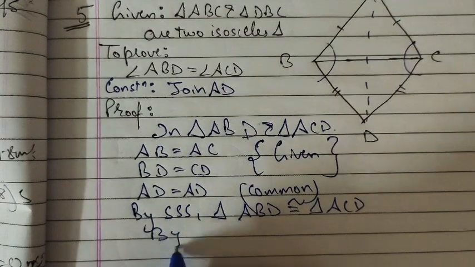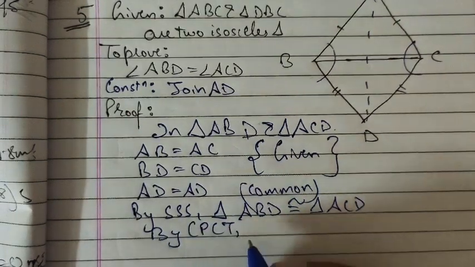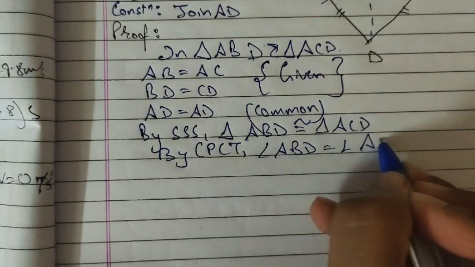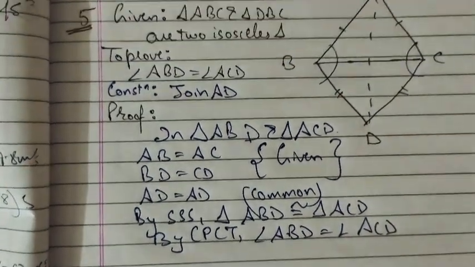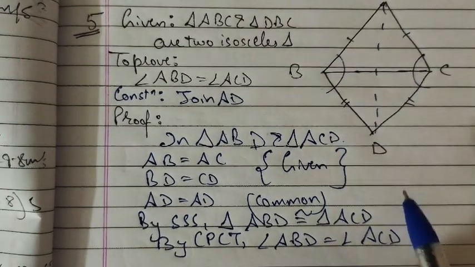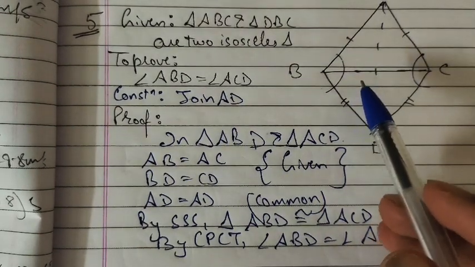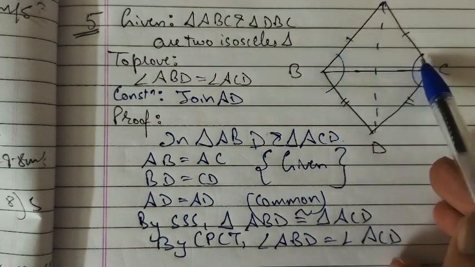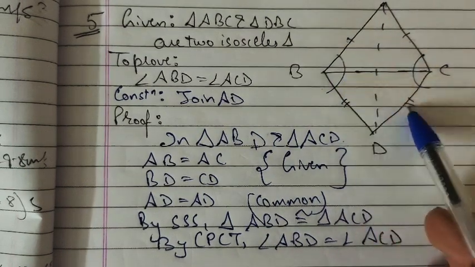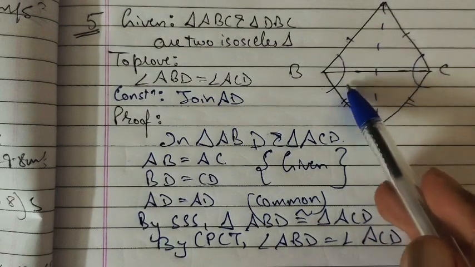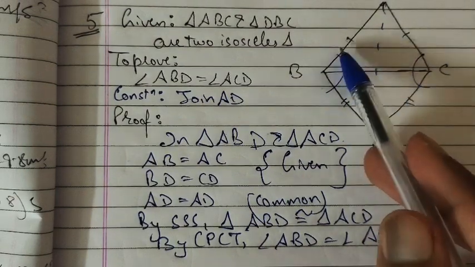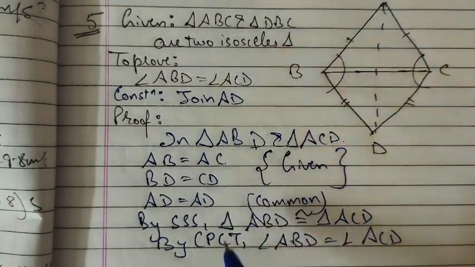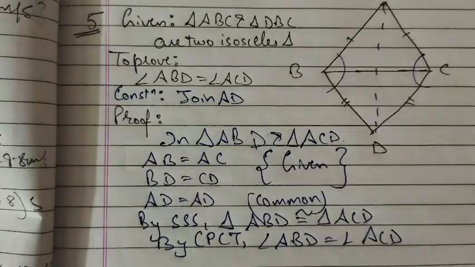So by CPCT, we can say angle ABD is equal to angle ACD. So this is our solution for question number 5. You can also do this with the help of those two theorems. If these two sides are equal, that means this angle will be equal to this angle. If these two sides are equal, that means this angle will be equal to this angle. So add both the angles. So in totality, we'll have this whole angle is equal to this whole angle. Or you can go through this procedure also.